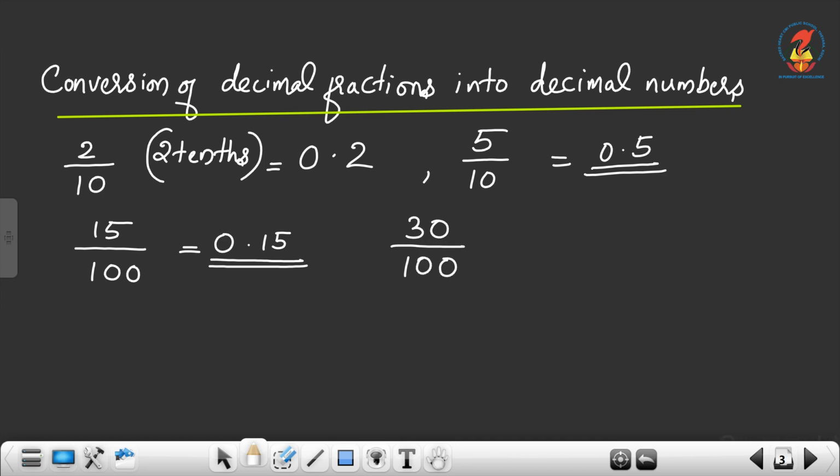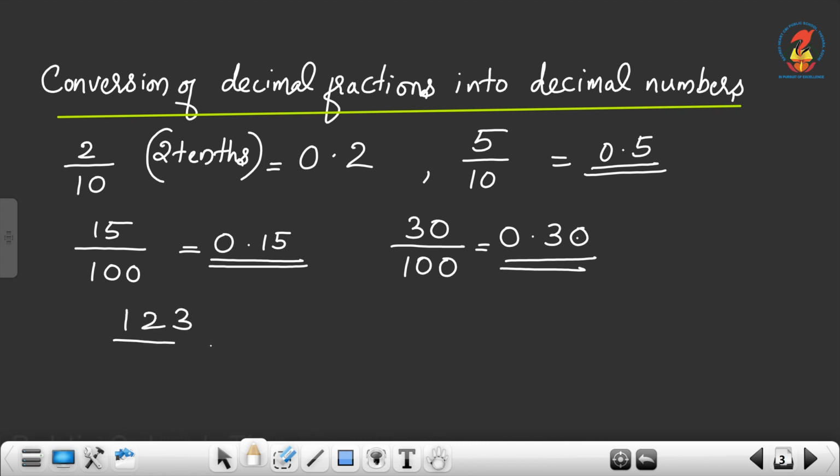Next, 30 by 100. How many zeros are in the denominator? 2 zeros. So, you have to count 2 digits in the numerator and move these 2 digits to the right. So, 3, 0. You have to move these to the right and then put the decimal point. So, 0.30.